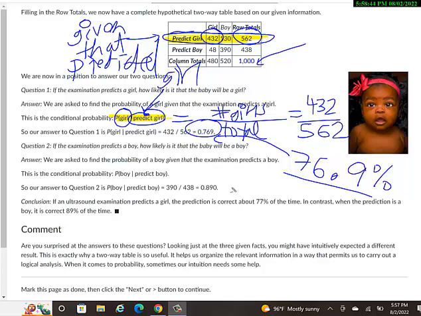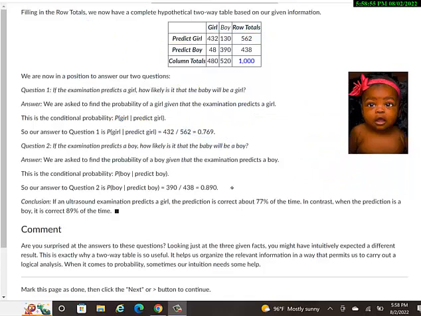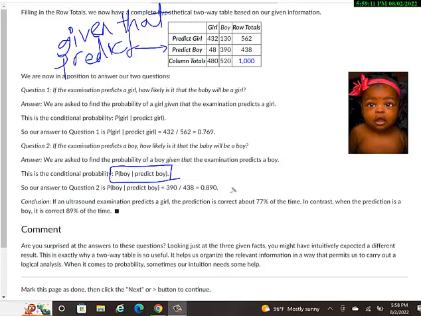And then the second question was, if the examination predicts a boy, how likely is it that the baby will be a boy? So it's kind of a similar thing. Let's erase what we have here, because now it's another conditional probability, but now the condition is that it's predicted to be a boy. So now we're looking at the second row. We're only going to look at numbers in the second row for this conditional. Given that it was predicted to be a boy.